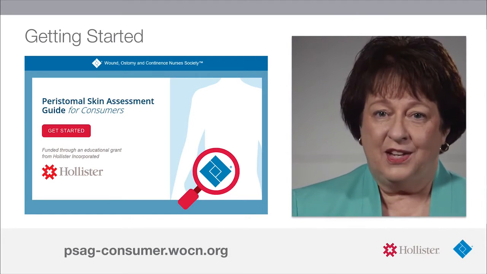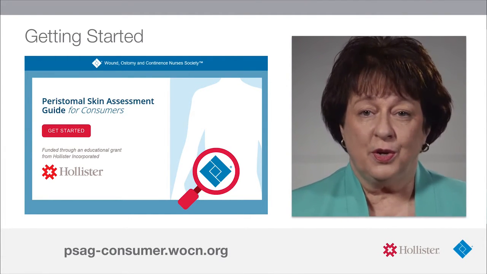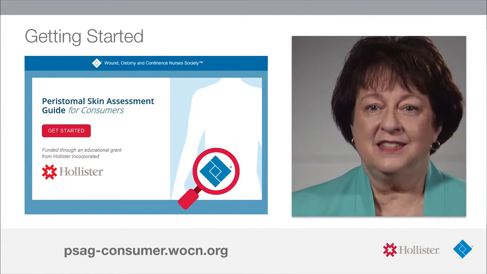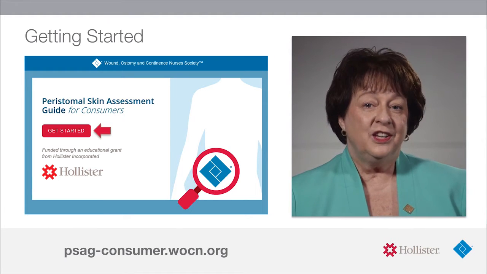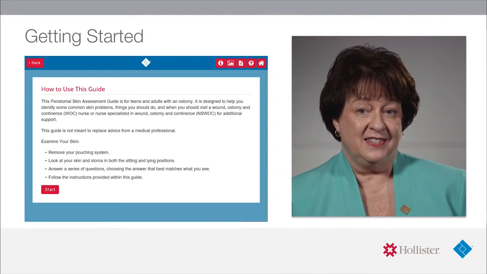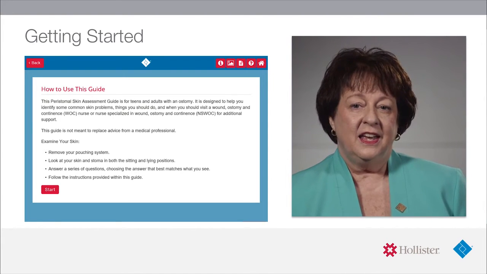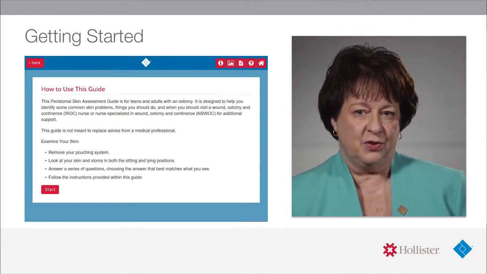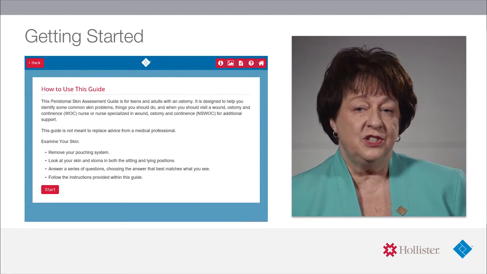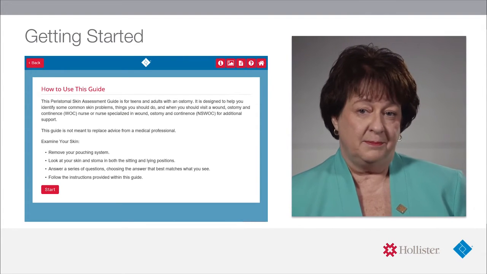Now let's dive in. You will see the homepage for the guide at psag-consumer.wocn.org. Once you click on the Get Started button, you'll land on a page that looks like this. This page explains the purpose of the guide. It also features several icons in the top right corner of the screen, which you will continue to see throughout your use of the guide for you to use at any time.